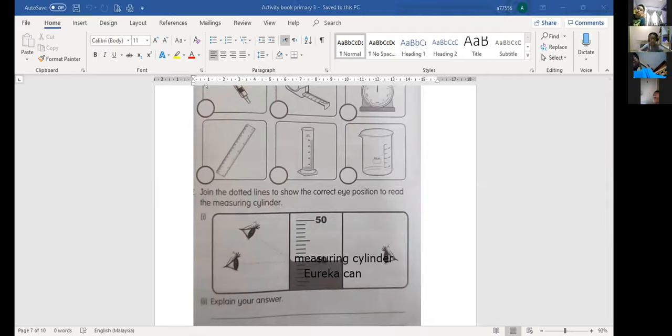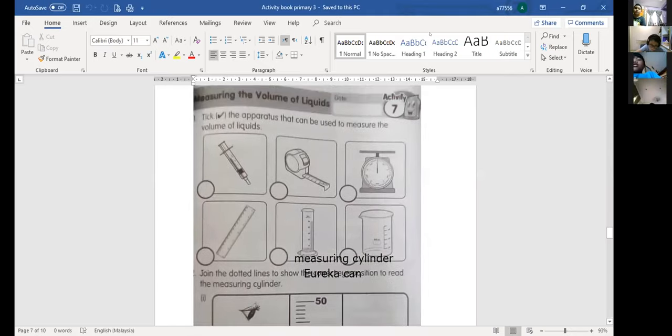Page 59. Okay, look at the question on page 59. Let's read the question. The question asks you to take the apparatus that can be used to measure the volume of liquid. So, which apparatus is suitable to measure the liquid? Mumtaza Amsha, can you give me your answer? Yang mana satu? Alat mana yang kita boleh guna untuk measure volume cecair, macam air?